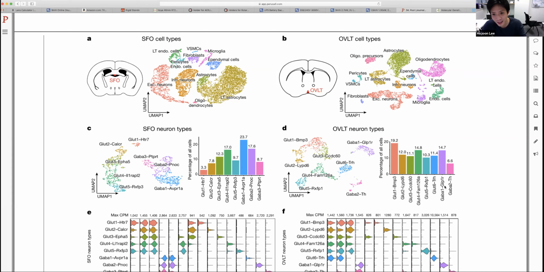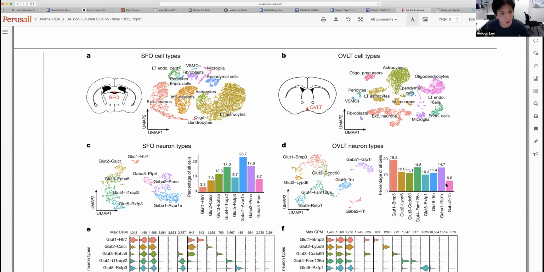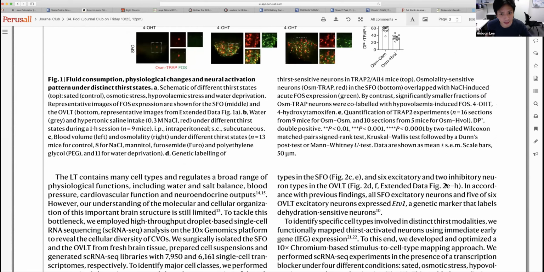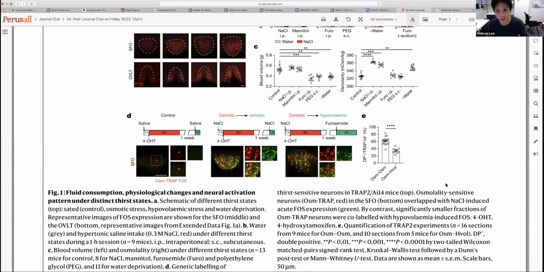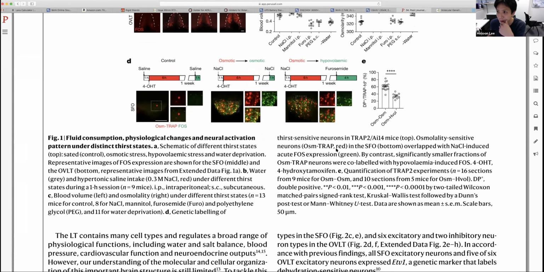Yue, just one thing I forgot to mention, or didn't emphasize, is that when you look at this panel, osmotic versus hypovolemic are going through different neurons, right? So they're trying to find ways to characterize the subpopulations. You want to find markers or genes that are enriched in the red population and genes that are enriched in the green population. That's what they're trying to do, right?